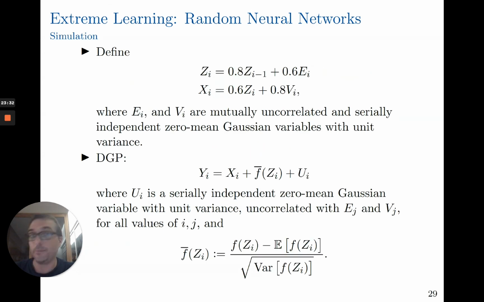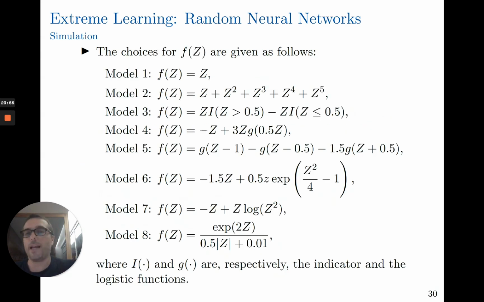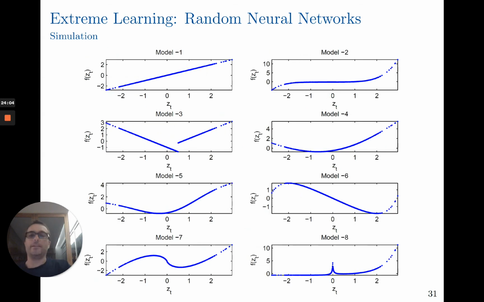So let's see a simulation. I'm defining this z variable as an AR1, the x variable as a function of z's, and y is x, the linear term, plus a nonlinear term, plus u. This f bar is a normalized function, and I have many types of functions, 8 different types, from the simplest one that's linear to a very complex one. These are the plots of the functions. You can see that there are functions with discontinuities and weird functions like the last one here.